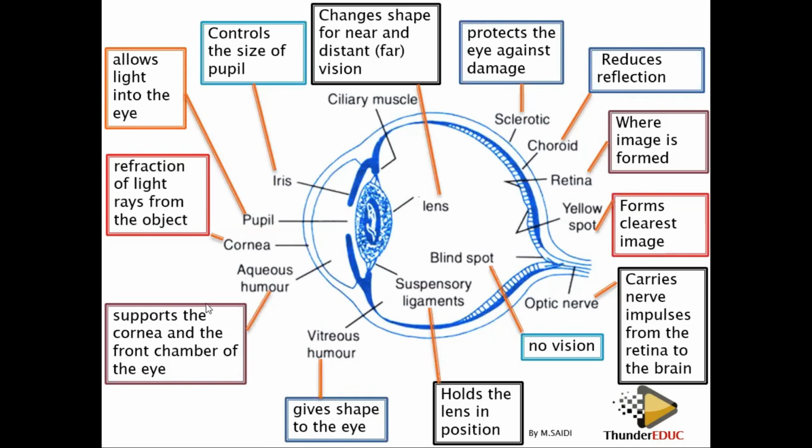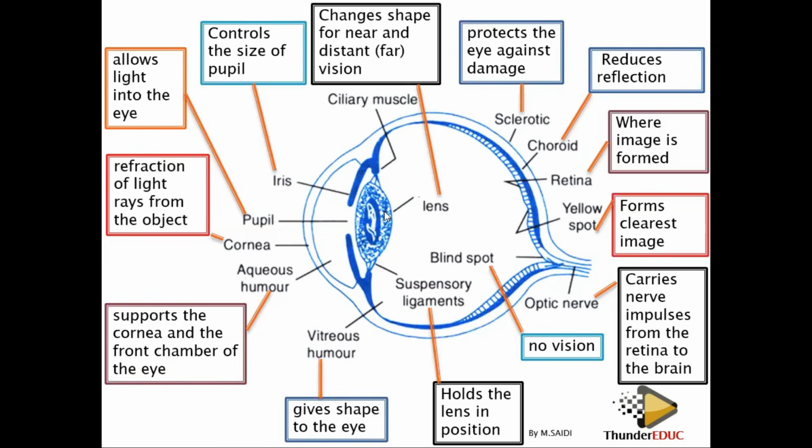Then lastly, we have what's called the aqueous humor. Aqueous humor is found in front. It's very important in supporting the cornea and also the front chamber of the eye, because it's also fluid-like. So it helps everything stay in shape or in position. And also it balances pressure. If there is pressure on this side, then it should be balanced by this fluid on this side.